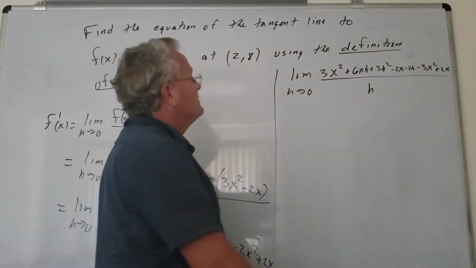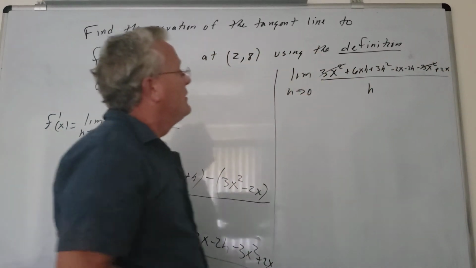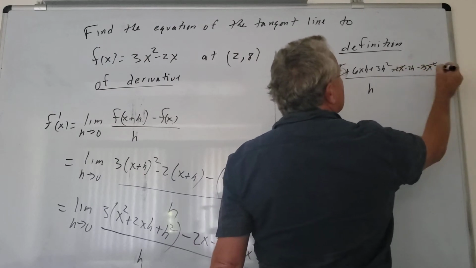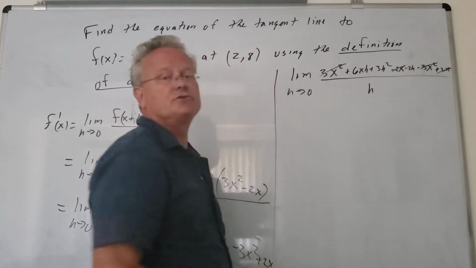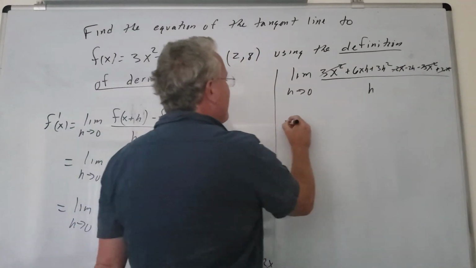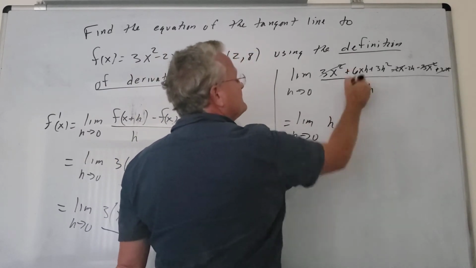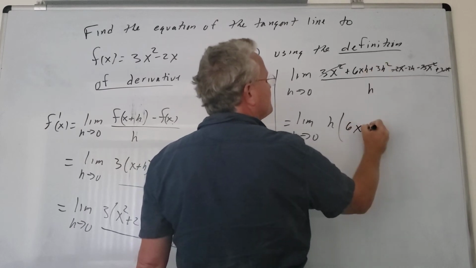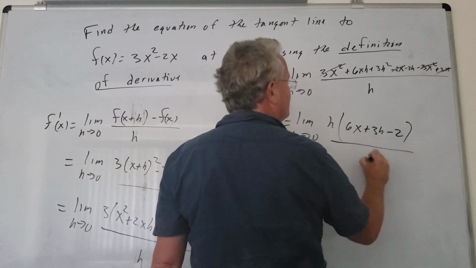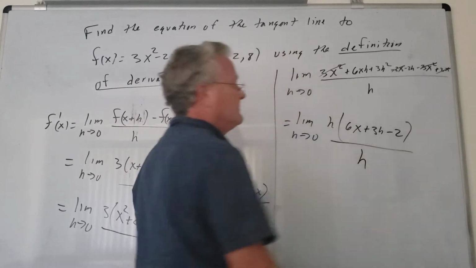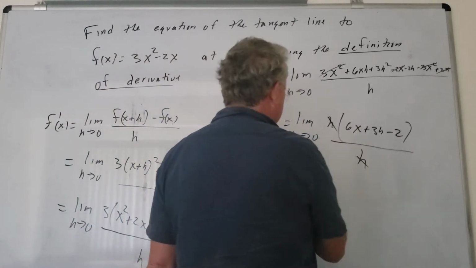Okay, now notice 3x squared and minus 3x squared add up to 0. Negative 2x and positive 2x add up to 0. And each of these remaining terms contains an h. So let me factor that h out. We have the limit of h times 6x plus 3h minus 2, over h. And now we can see h over h is 1, or we usually just say they cancel.